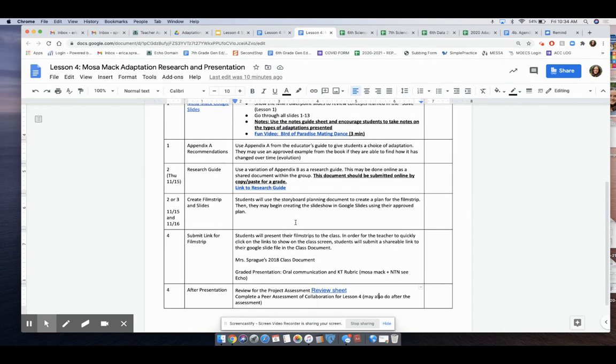Okay, we are going to take a couple of days to research. I'll give you a storyboard planning document. If you're working from home, you don't need to worry about getting one of these documents. You can simply sketch out your ideas on paper. I just want you to think it through before you make the slides. And it's not a graded activity, so you don't need to worry about turning it in. The research guide is graded, but the storyboard is not.